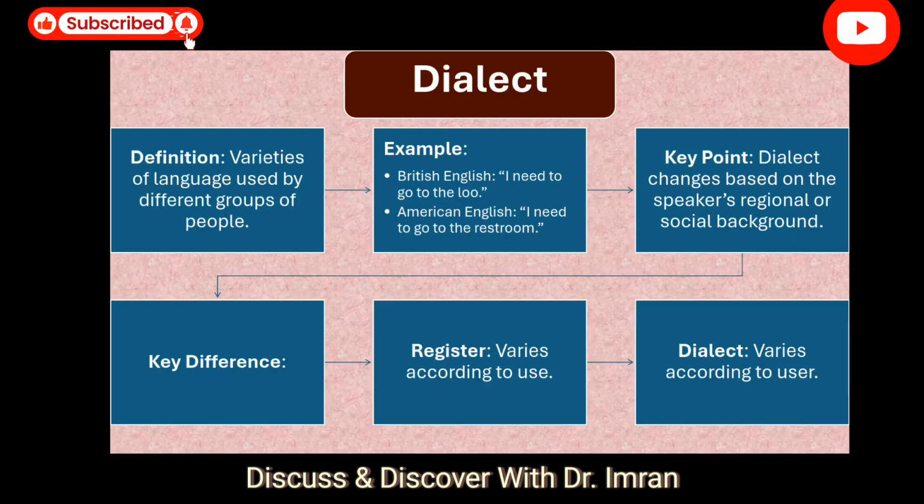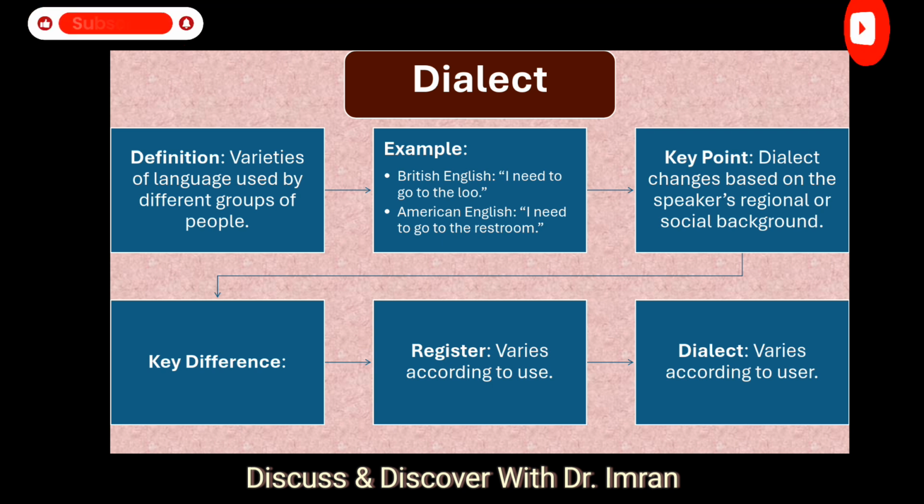Now, what is dialect then? Definition: varieties of language used by different groups of people. So when different groups of people use a variety of language, we call it a dialect. For example, let's take the example of this region where I live, that is Khyber Pakhtunkhwa. So one group of people who are living in Peshawar and its surroundings will use one variety of Pashto language, that is called Yusufzai dialect.